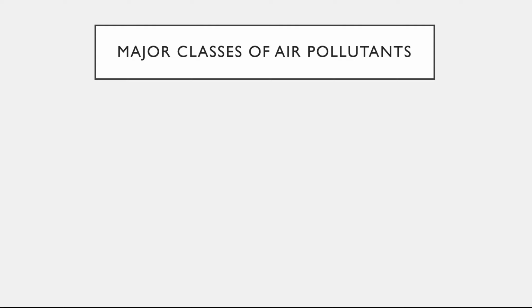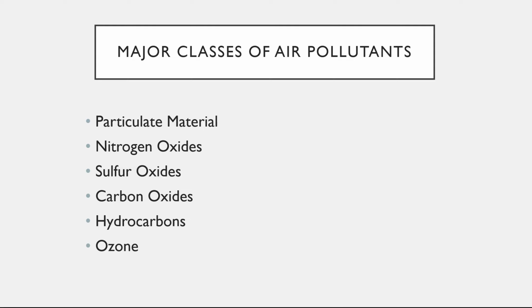All right. So our major classes of air pollutants are regulated by the Clean Air Act, which is one of those big 3 environmental legislation. Again, Endangered Species Act, Clean Water Act, and Clean Air Act are our big 3. Okay, so these are the various classes of air pollutants that are regulated by the Clean Air Act. All right, and we will talk about each of those in turn.